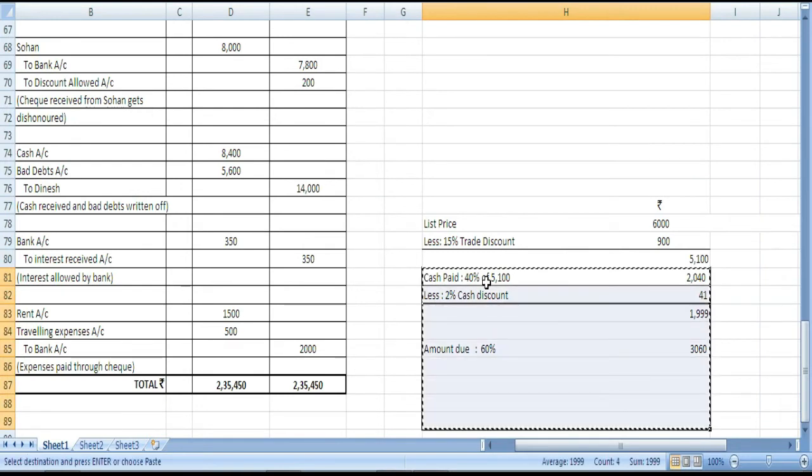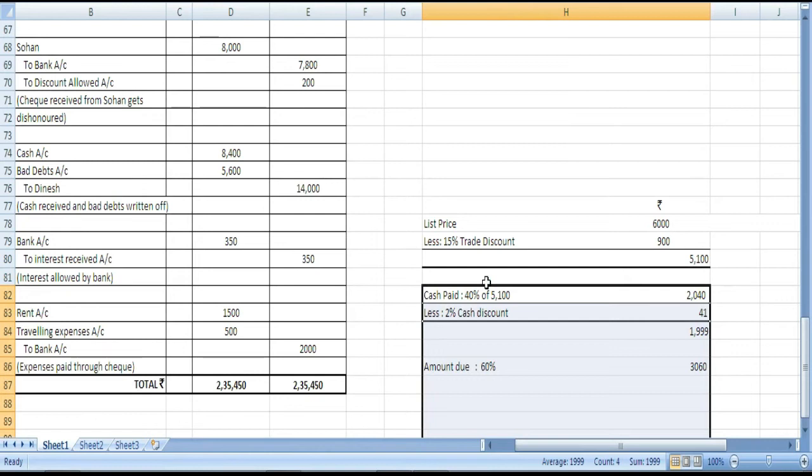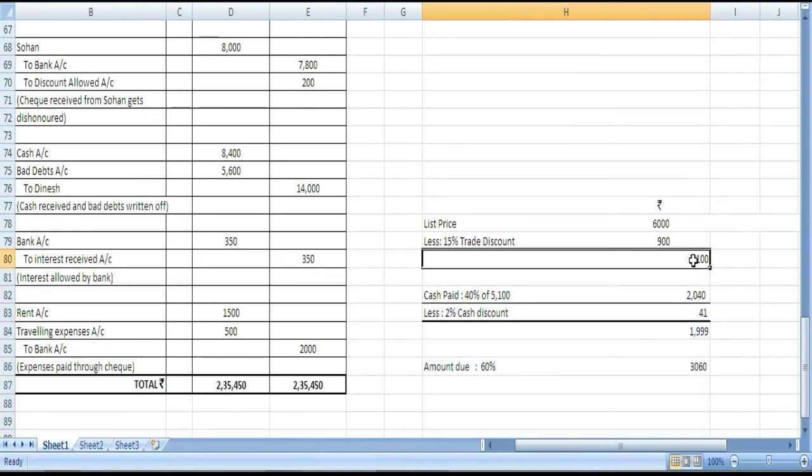Let me bring this down so that you do not get confused. So here 5,100 was what we had to pay, and we are getting a cash discount. But Radhika is not paying 5,100 to Khanna Brothers. Radhika is paying only 40% of 5,100, which is 2,040. So the cash discount will be given on 2,040, that is 41 rupees. And after the discount of 41 rupees, the cash payment will be 1,999 rupees.